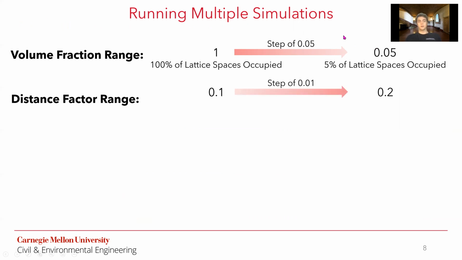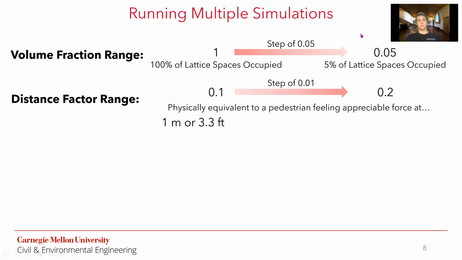To give you an idea here, a factor of 0.1 is physically equivalent to a pedestrian feeling an appreciable force at a distance of 1 meter away from them. And similarly, a social distancing factor of 0.2 is a pedestrian feeling that same appreciable amount of force, psychological forces against them, at a range of 6 feet away. So that's what we typically think about right now with COVID, that everybody's trying to keep these 6 feet distances. And so you would feel a force if somebody started to come within 6 feet of you. You'd be like, oh, I want to stay away from them.